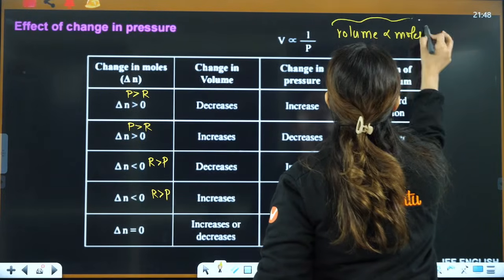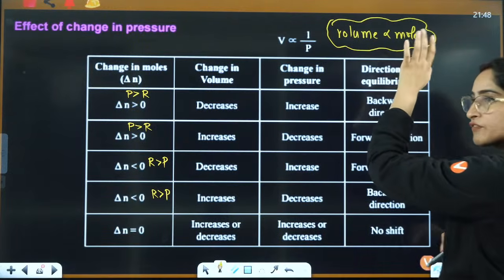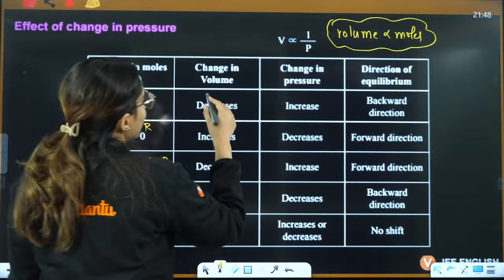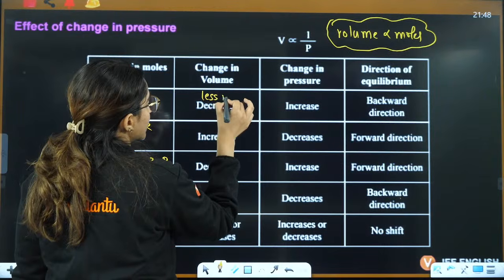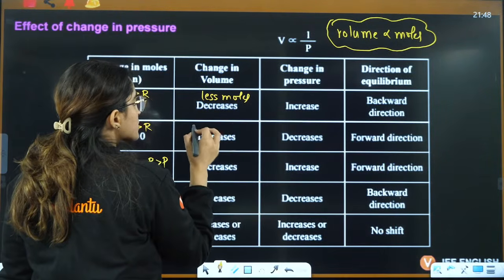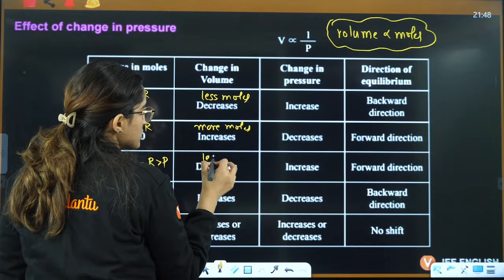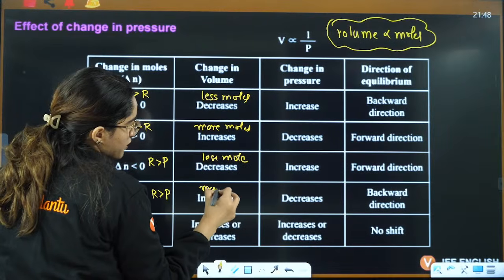In case of Le Chatelier, if you decrease the volume, it will go in that direction where less moles are there. If you increase volume, it will go toward more moles. It is less moles because you are decreasing. This is more moles because you are increasing.